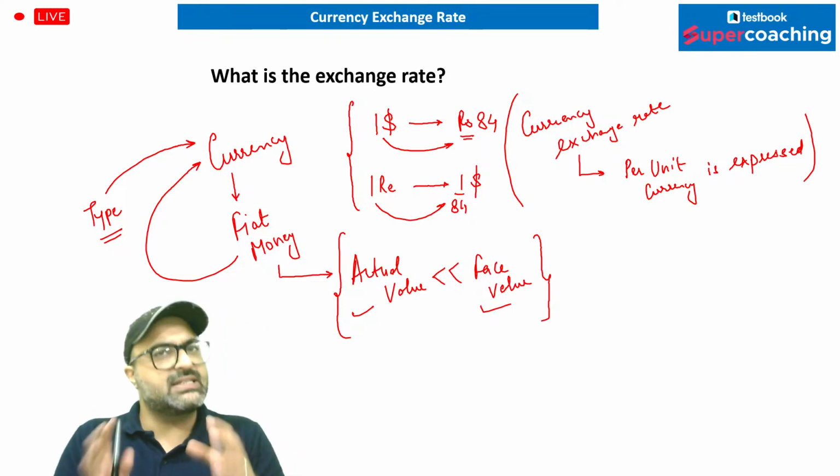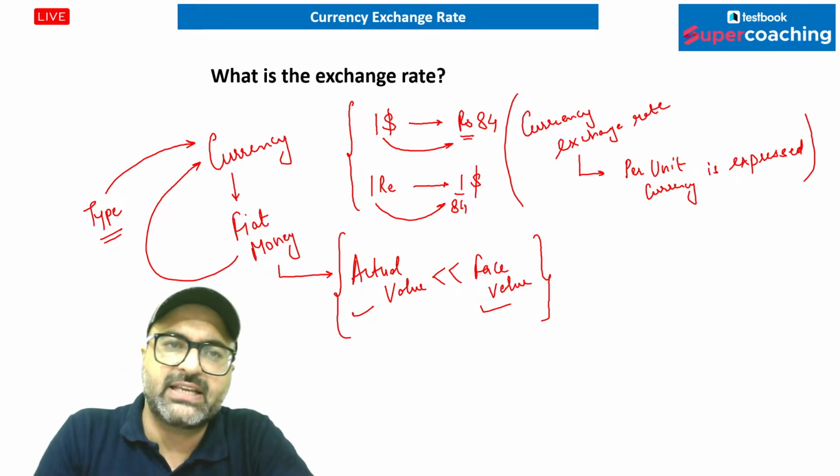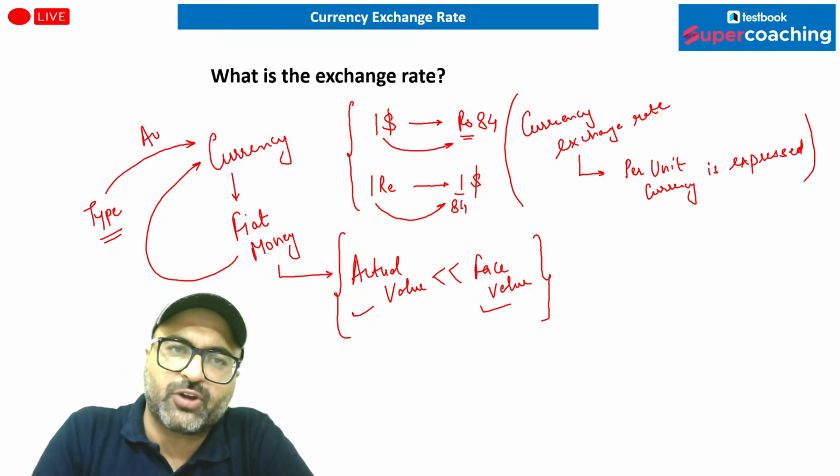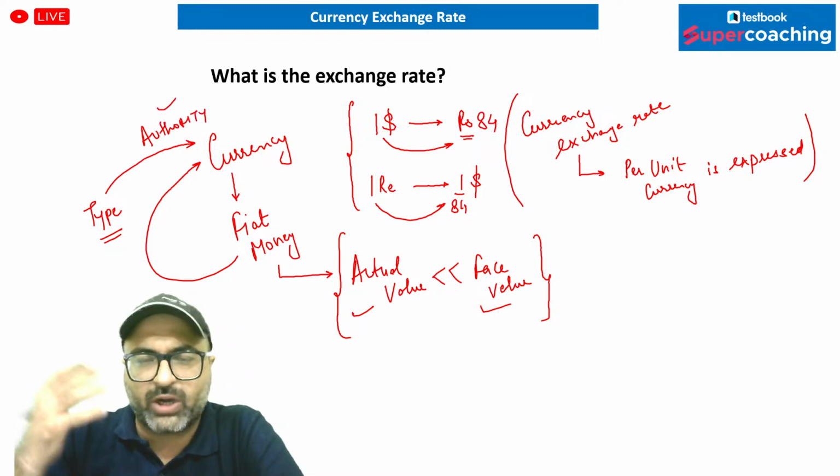That is wrong. Currency is not linked to a nation. Currency is basically linked to the authority. It is basically linked to the authority. Now you must be wondering what kind of authority.